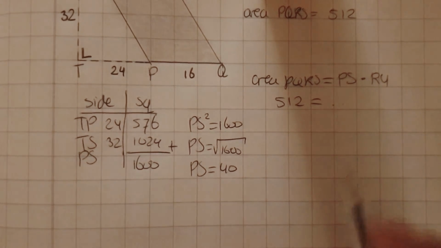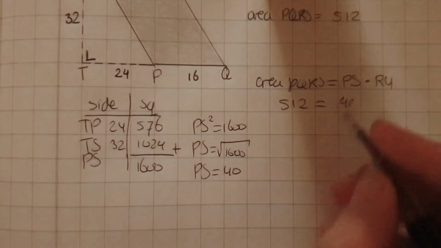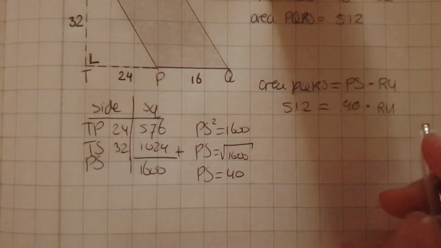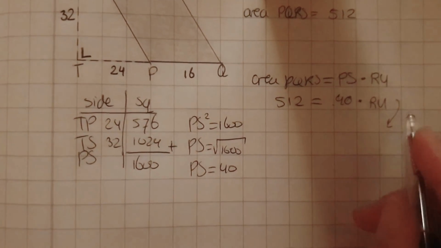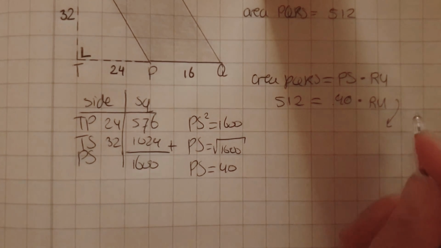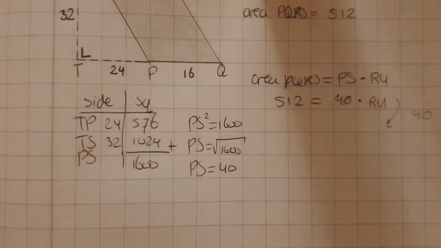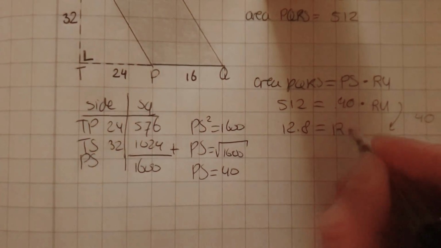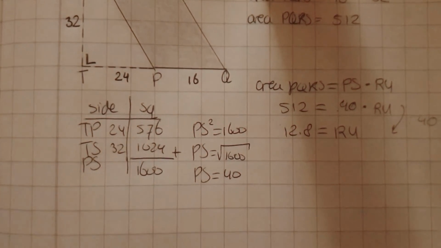So now I know what PS is and I can fit it in here. So 40 times RU. I need to calculate that, and in order to do that I need to do the balance method. I'm going to do divided by 40 on this side, and I'm also divided by 40 on this side. So 512 divided by 40 is 12.8, which means RU is 12.8. So now I'm done with calculating the length of RU.